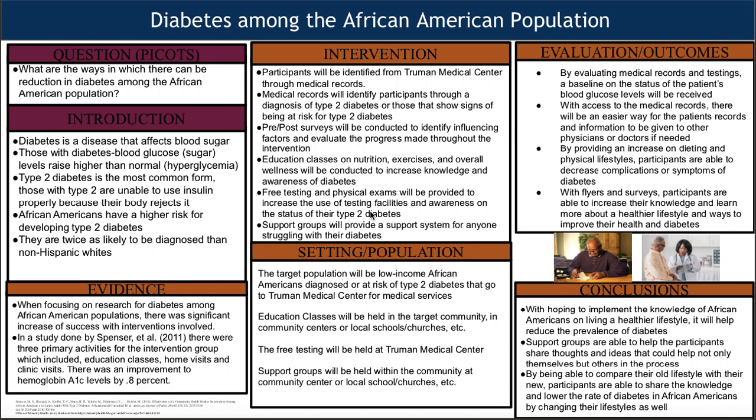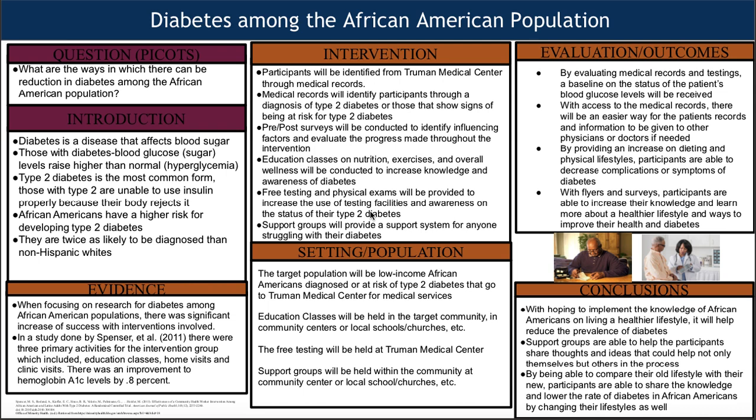For the intervention, participants will be identified from Truman Medical Center through medical records. Medical records will identify participants through a diagnosis of type 2 diabetes or those that show signs of being at risk for type 2 diabetes. Pre and post surveys will be conducted to identify influencing factors and evaluate the progress made throughout the intervention.